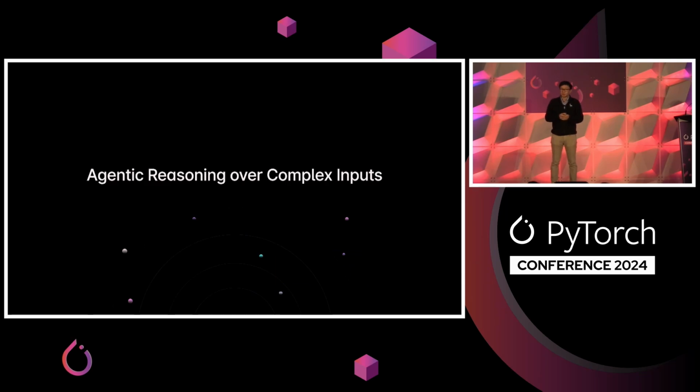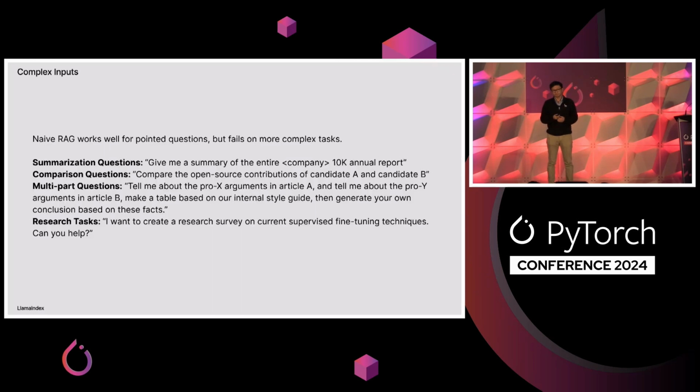Cool. Moving on from data and retrieval is agentic reasoning. So that's the next stage. A lot of people are interested in agents these days, and for us, we see it as a progression of steps towards building something that's a very sophisticated, advanced knowledge system. The motivation here is that naive RAG doesn't work well for most types of questions that aren't very specific in nature. If you ask a summarization question, a comparison question, a multi-part question, or a general research task, or actually ask it to perform an action for you, it's not going to do very well.